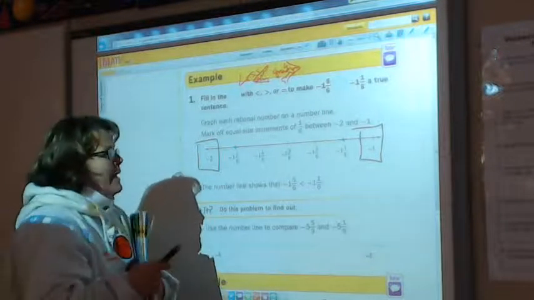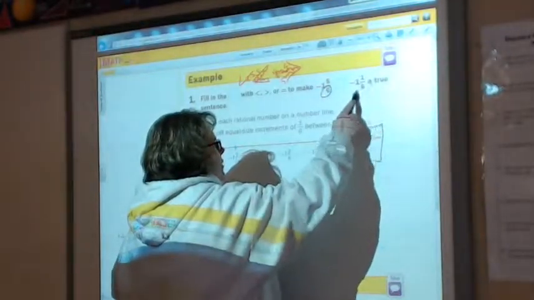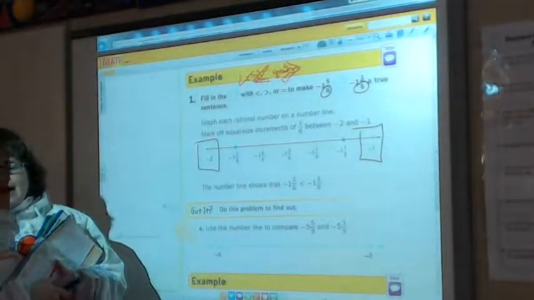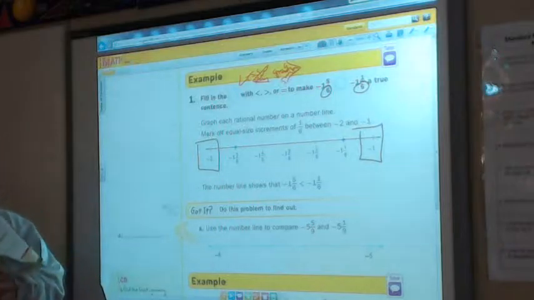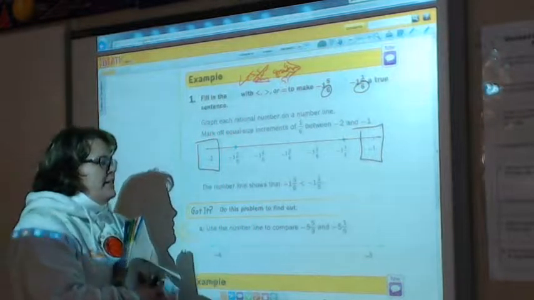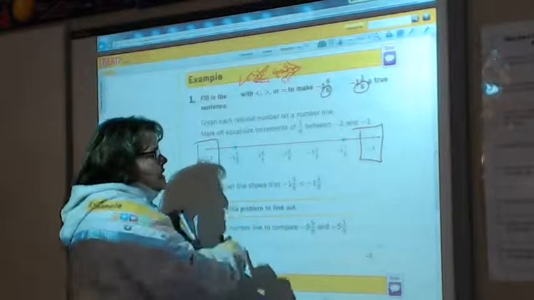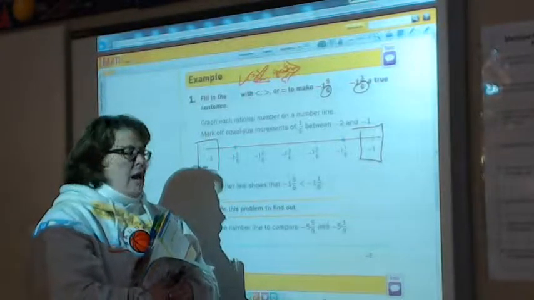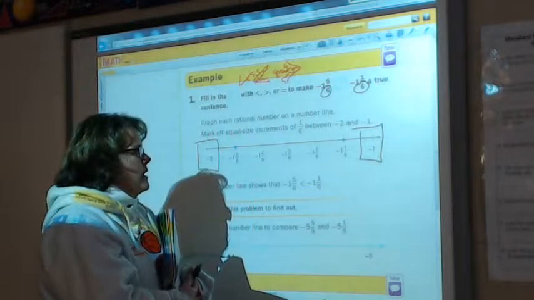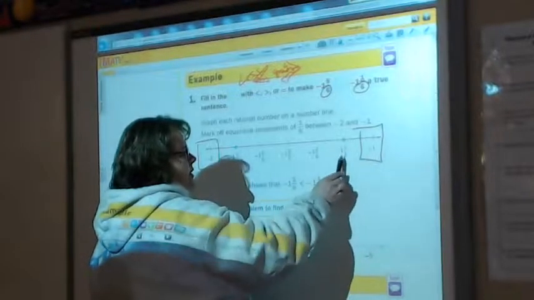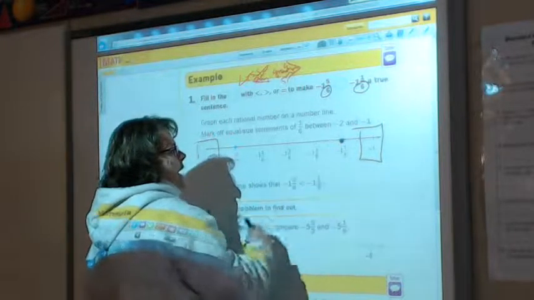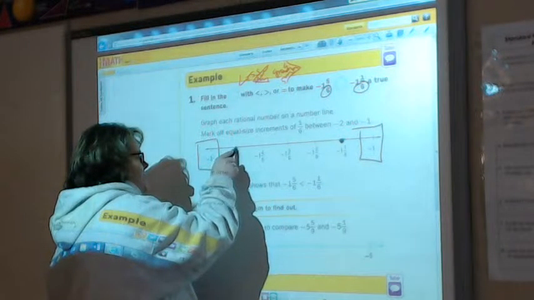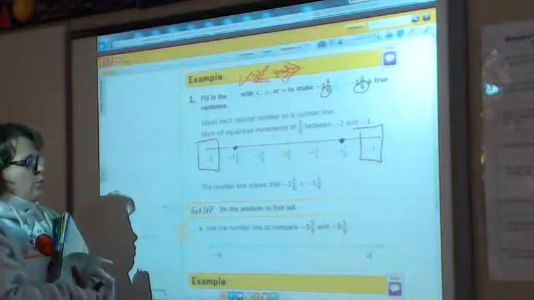And you're going to do that by looking at the denominators of your numbers. Since your numbers have a denominator of 6, you're going to want to divide your sections into sixths. And then you're going to graph those points. So a negative 1 and 1/6 is right here, and a negative 1 and 5/6 is down here. And which one is bigger?